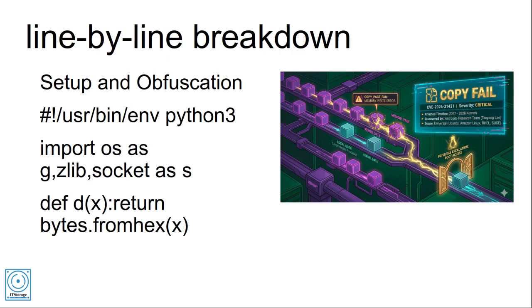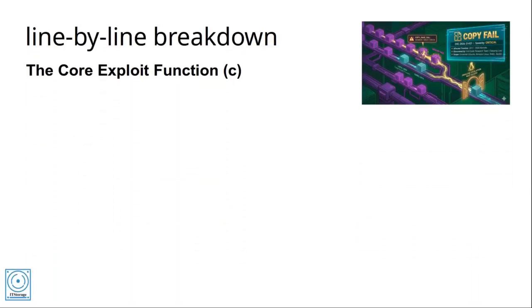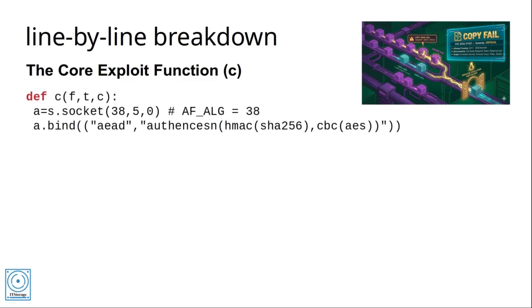Imports. The script aliases os to g and socket to s to keep the code short and slightly harder to read at a glance. Function dx, a helper function that converts a hexadecimal string into raw bytes. This is used later to inject shellcode or binary patches. The core exploit function, c. This function is where the magic and the attack happens.